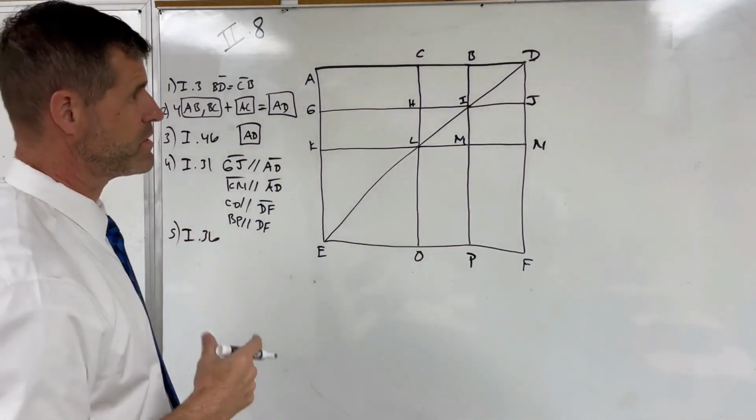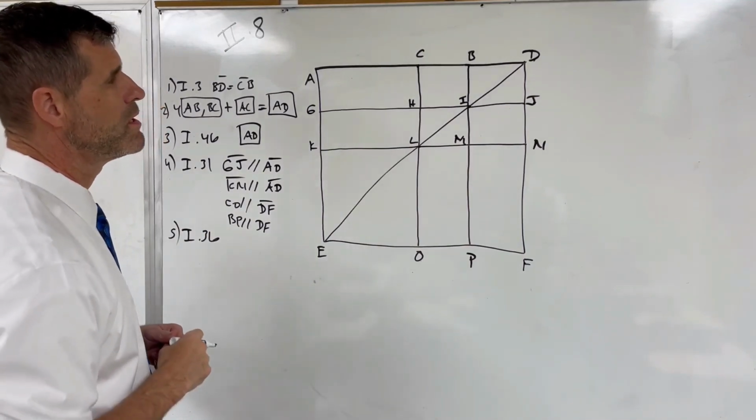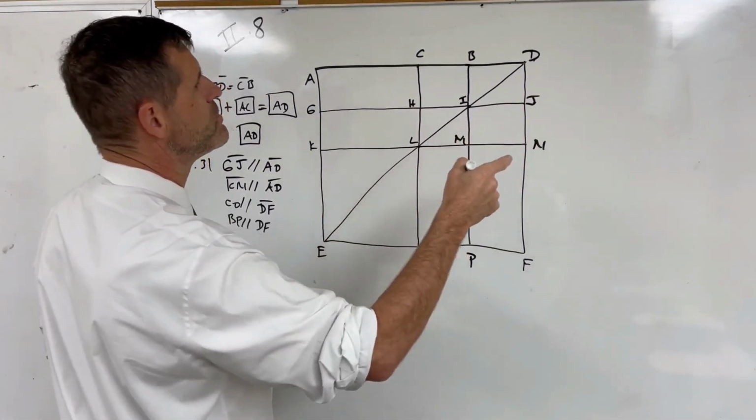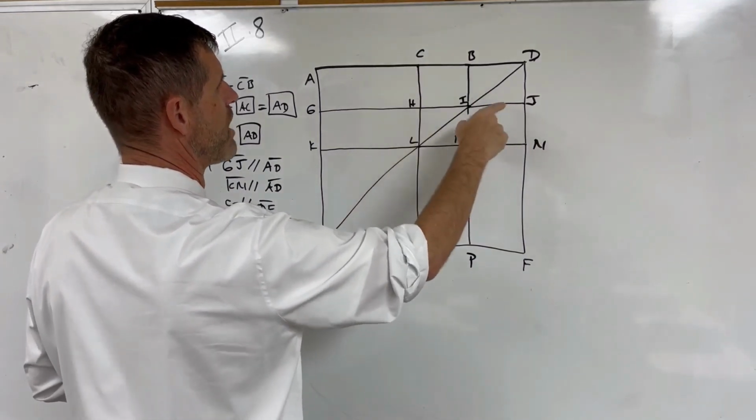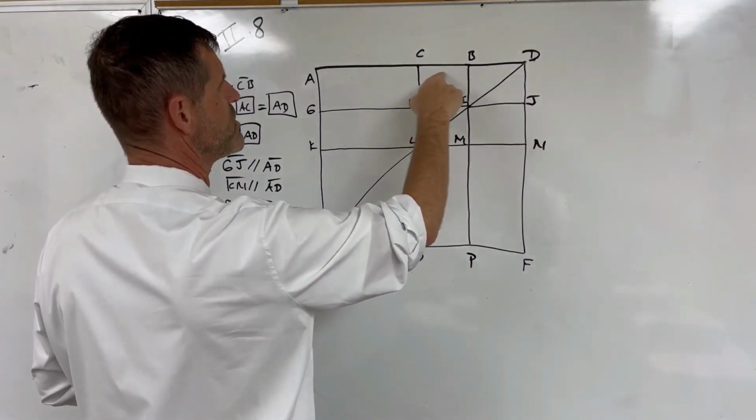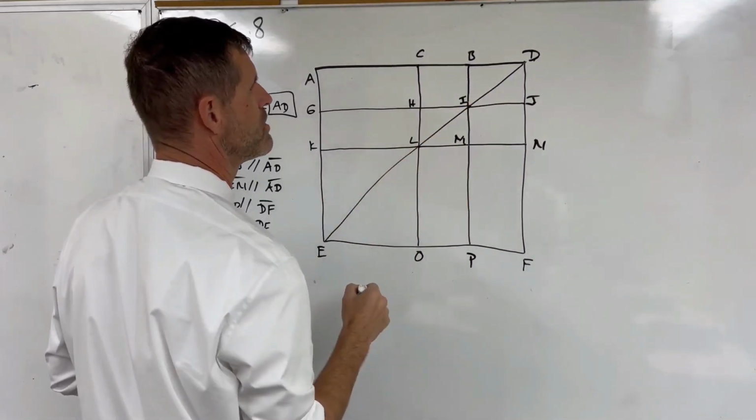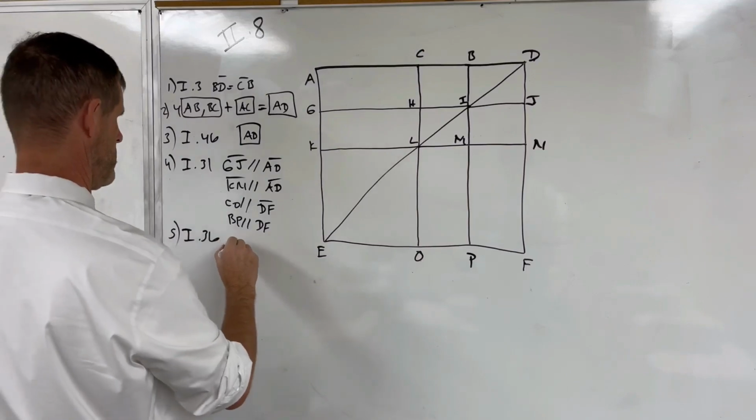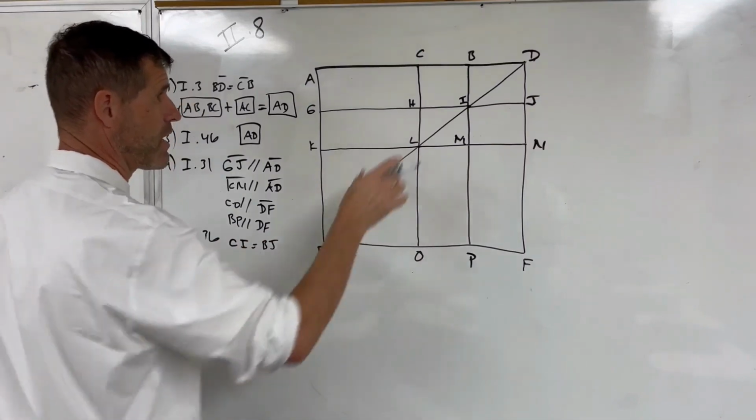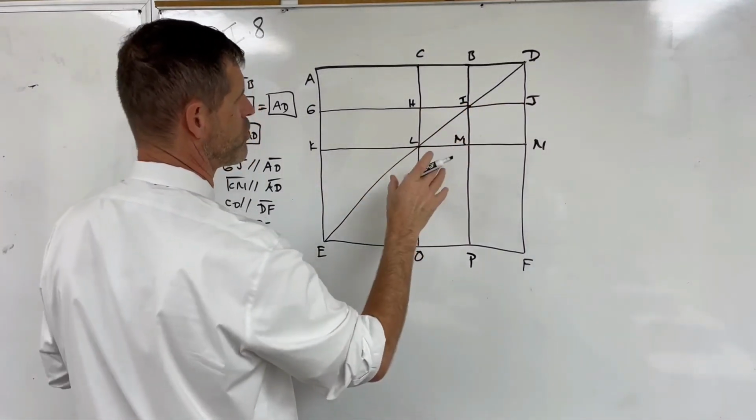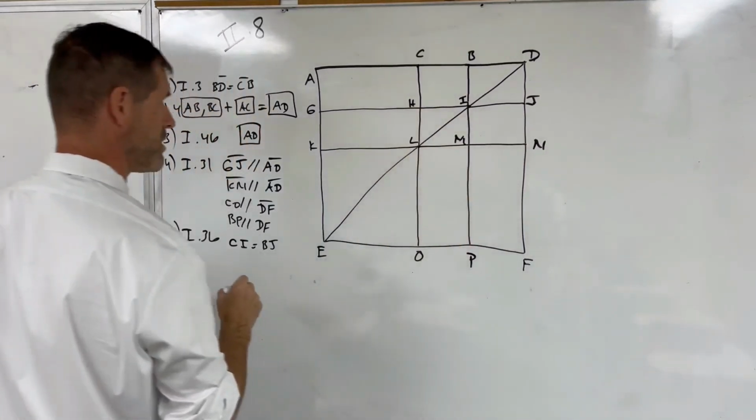Proposition 36 says that parallelograms on equal bases and in the same parallels will be equal. So we have the figures CI and BJ, which are on the equal bases CB and BD, and therefore CI is going to be equal to BJ. And then HI and IJ are equal bases, so the figures HM and IN will be equal.